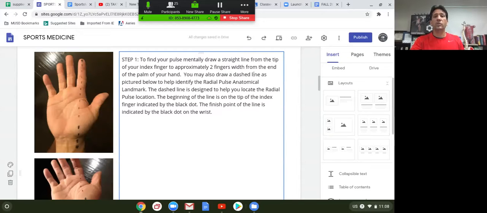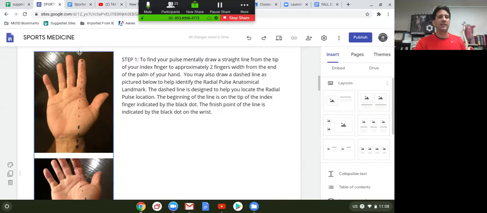You may also draw a dashed line as pictured below to help identify the radial pulse anatomical landmark. So what I did is I drew the dashed line for you to see, from the tip of the digit all the way to the 2 fingers width radial pulse. I basically put a bullet point there because that's where the straight line stops. The dashed line is designed to help you locate the radial pulse location.